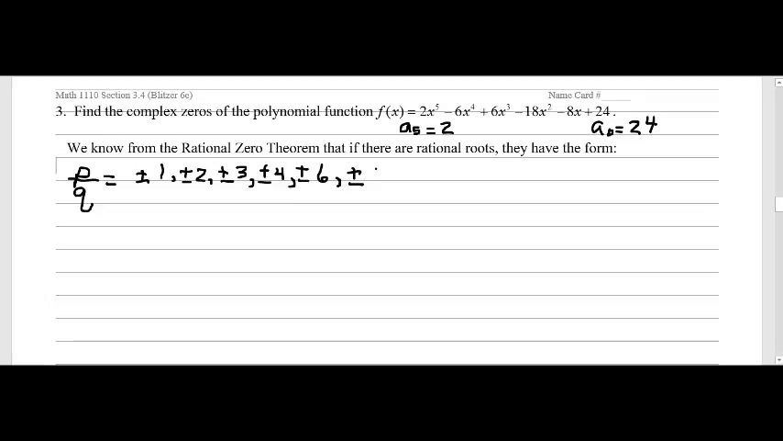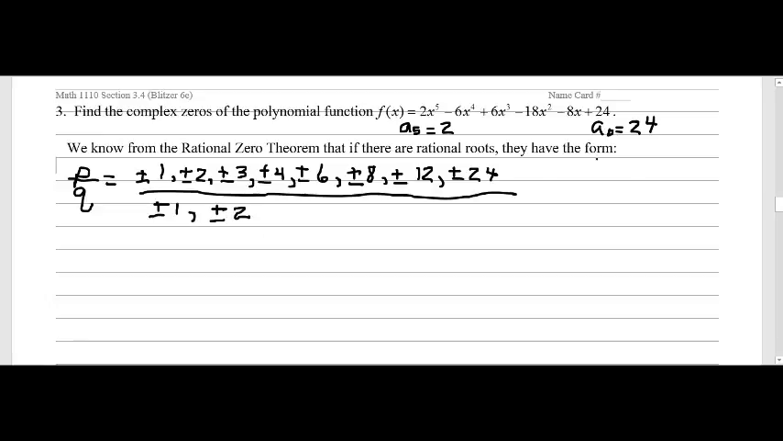P has to be a factor of a sub 0, our constant, which is 24. So I've written all the possible integer factors of 24. And then q has to be a factor of a5, which, since this is a fifth degree polynomial, is my leading coefficient, in this case 2. So q is plus or minus 1 or plus or minus 2.